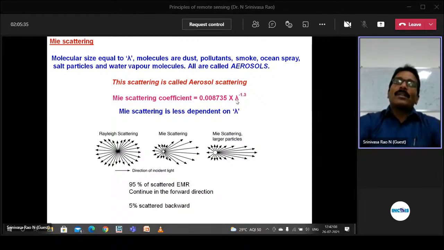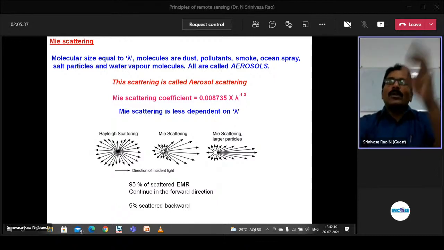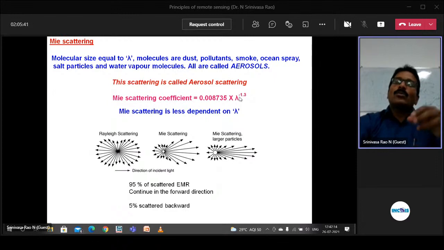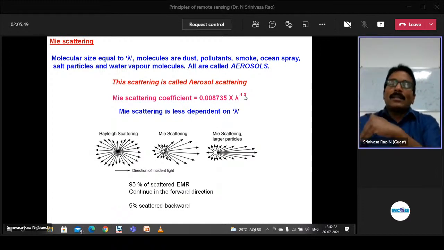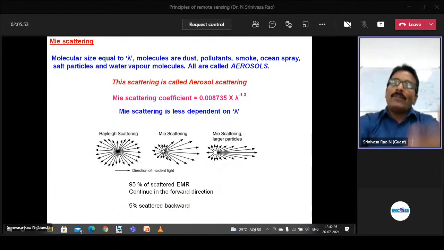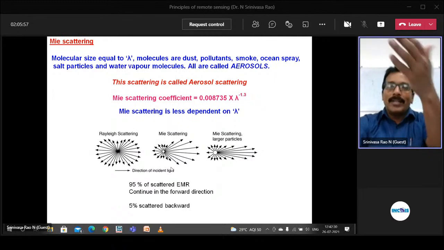In the previous case, if you know the wavelength, we can compute straight away. But here it is less dependent on the wavelength, only minus 1.3. That's why the estimation of Mie scattering is very difficult, and that's why different procedures are there. Later, in the ocean color remote sensing class, I will explain this one. So these are the foundation of those studies.